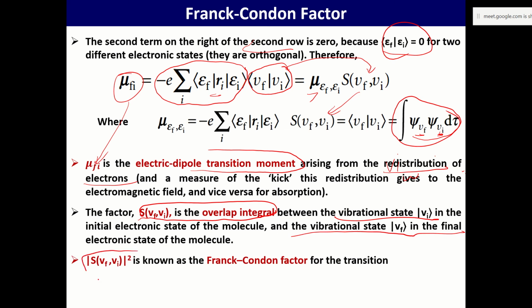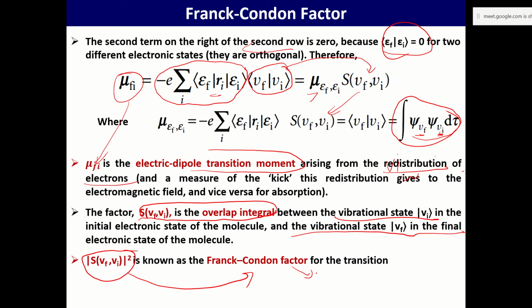And the square of this term, remember, look at this, please do not fall asleep. This is the Franck-Condon factor. The square of this integral term, taking the mod of that and then squaring, gives us the Franck-Condon factor for the transition. So the Franck-Condon factor is a good thing to know. If you know this, you can predict the intensity of the signal when you are doing electronic spectroscopy.